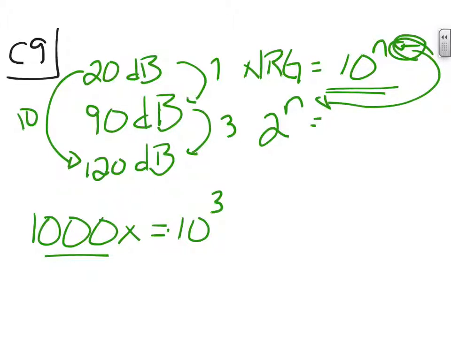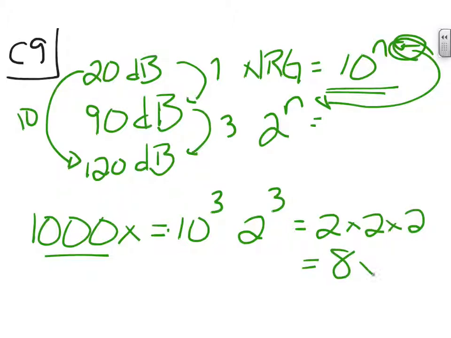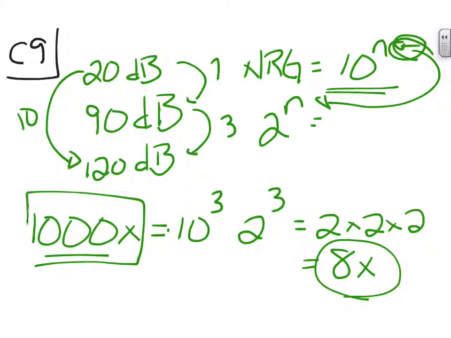So how much louder does it sound? It must be 2 to the 3rd louder. 2 to the 3rd, of course, is just 2 times 2 times 2. So 2 times 2 is 4, times 2 is 8. So that's going to be 8 times louder. So that's what it's going to sound like. Even though it has 1,000 times the energy, it's only going to sound 8 times louder.